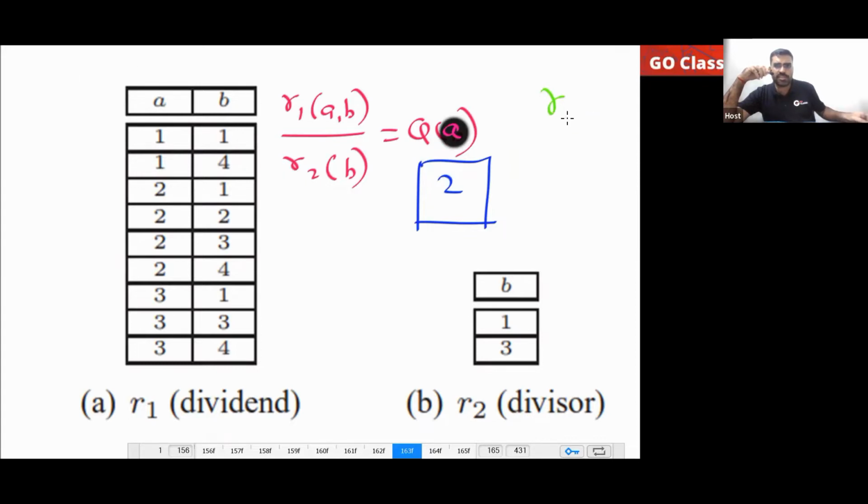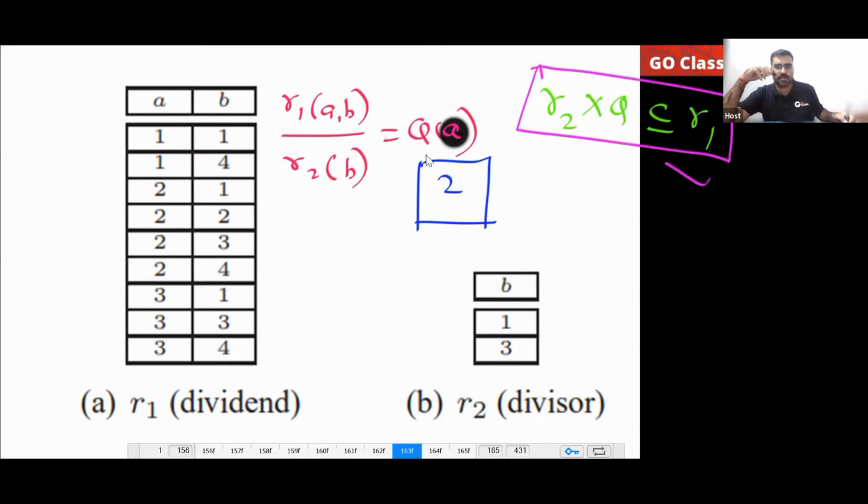You can notice this is satisfied: R2 cross Q is a subset of R1. This is satisfied, tell me. But I am saying this is also not the answer. Why is this not the answer? Because this is not largest.